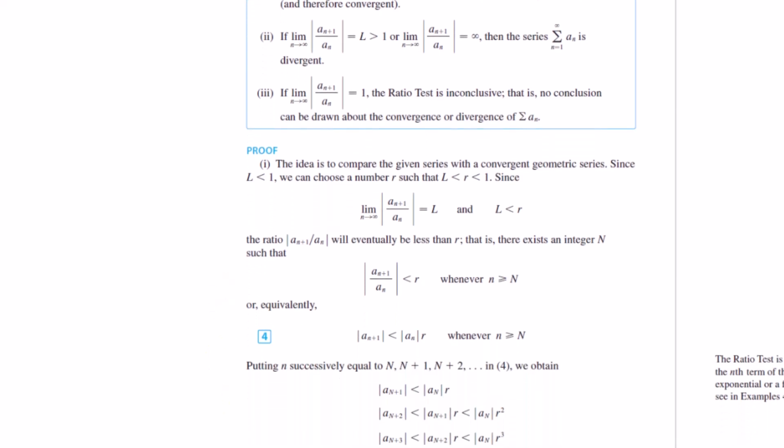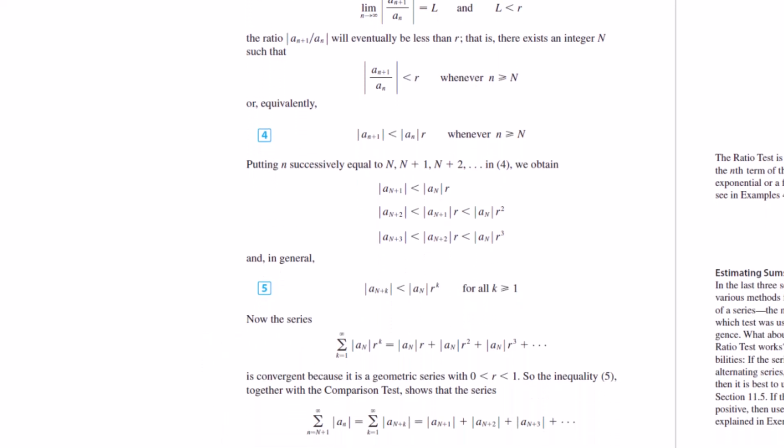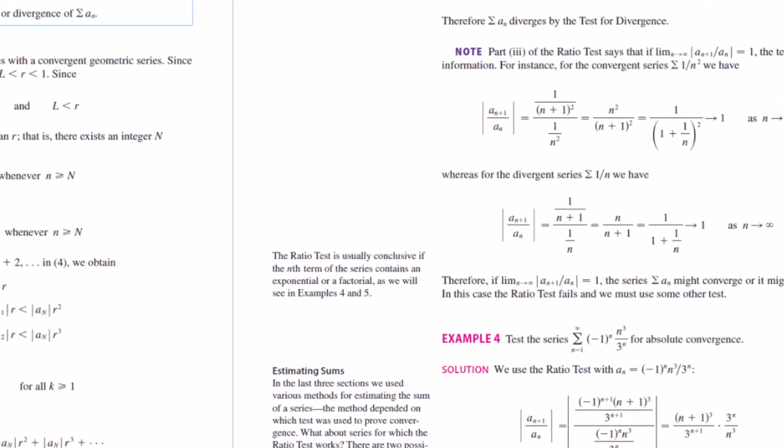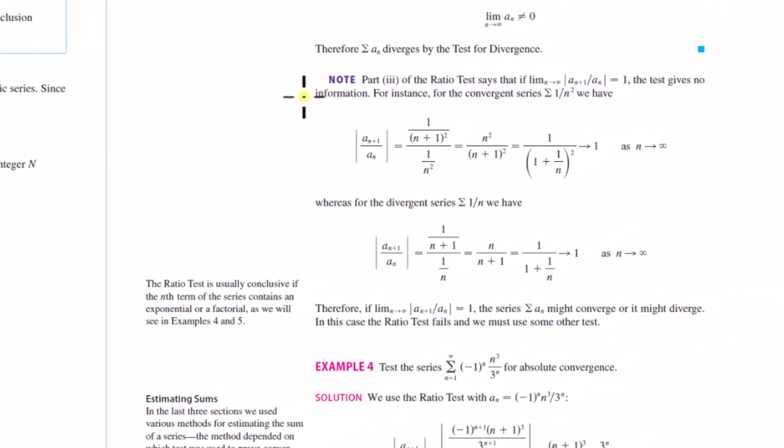Okay, so now they go through a proof here of the ratio test. Okay, and here this note is just saying, let's go through this note. Part 3 of the ratio test says that if the limit of the absolute value of a sub n plus 1 over a sub n is equal to 1, the test gives no information. For instance, for the convergent series, this is a p series with p equal to 2. If we use the ratio test, this goes to 1. The limit of the absolute value of a sub n plus 1 over a sub n goes to 1, so it doesn't tell us anything.